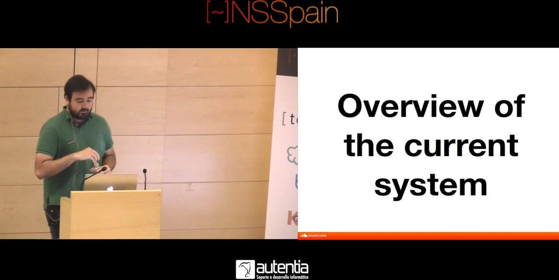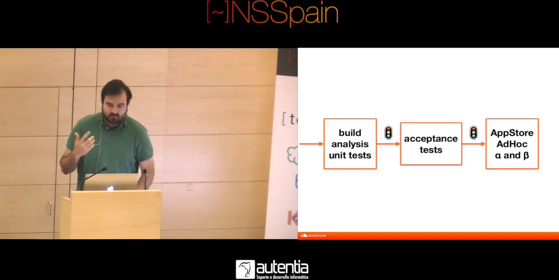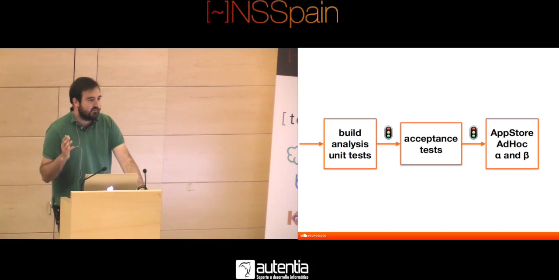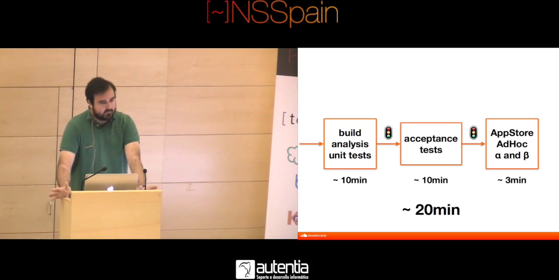So now I'm going to talk a little bit about our current system. Essentially, it's 3 phases. First, we build the app, we run analysis on the code base, and we run the unit tests. Then, next phase is to run the acceptance test, and when both of those phases pass, we can actually create the builds. Each phase is dependent on the previous one, so if one of them fails, we stop there. This process takes about 20 minutes. So we have 10 minutes of build analysis and unit test, 10 minutes of acceptance test, and it takes about 3 minutes to compile and sign the app.